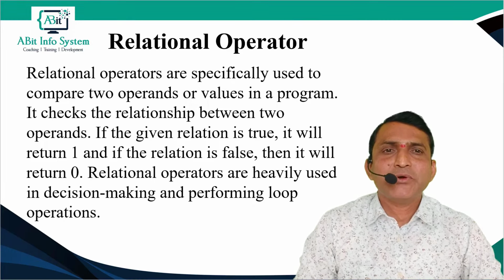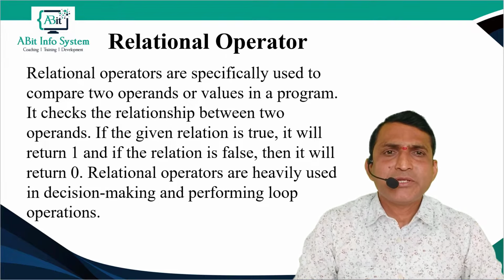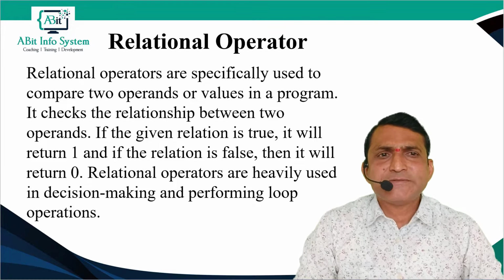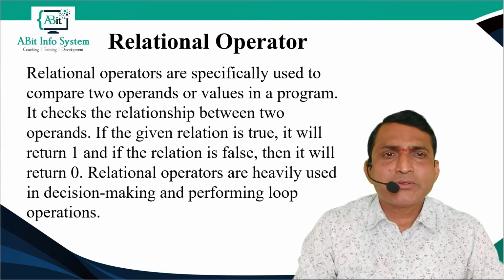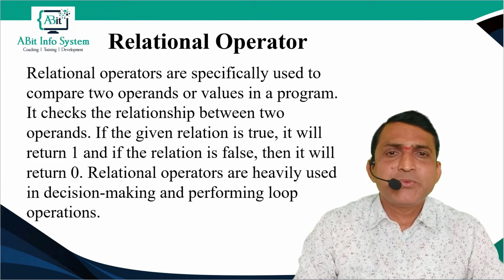In the last video, we learned about arithmetic operators in C programming. In this video, we will learn about relational operators. Relational operators are specifically used to compare two operands or values in a program. It checks the relation between two operands.